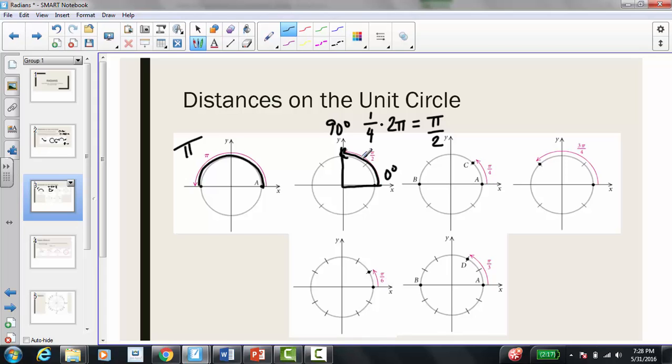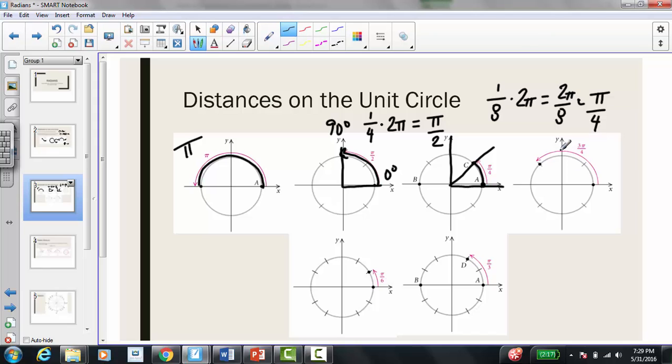We can use this concept and continuously break down different distances we have traveled along our unit circle. For this next example, instead of traveling a quarter, I have split the quarter in half, which means from 0 degrees to this point, I have traveled 1/8 of the distance around the entire unit circle, 2 pi. That gives me 2 pi divided by 8, which simplifies to pi over 4.